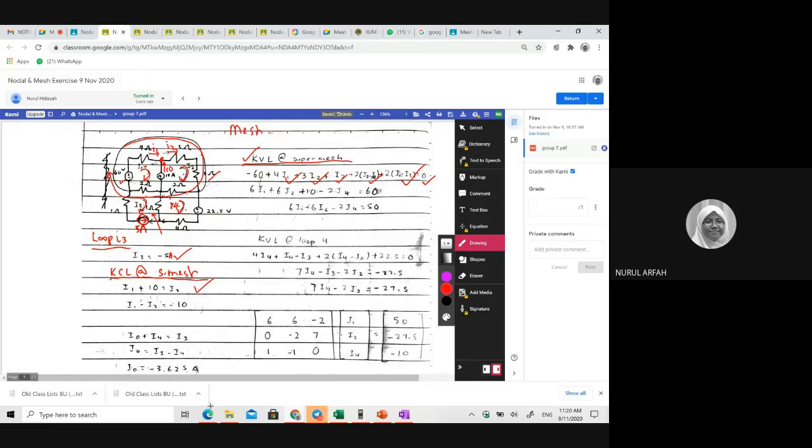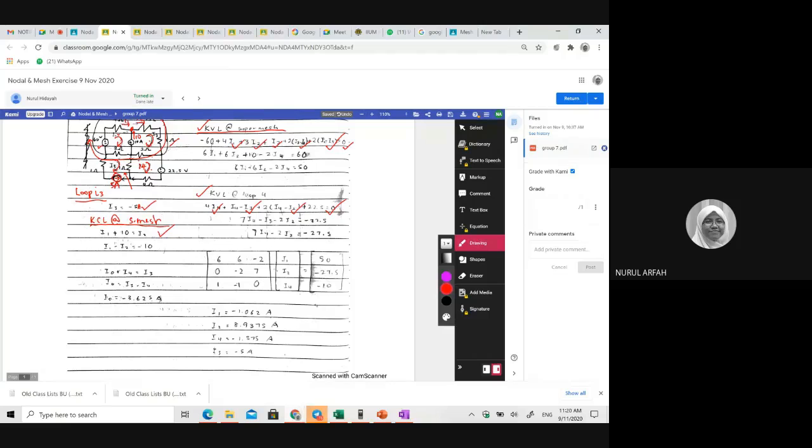Okay, next you have I4 loops. Yes, you need to build out equation because there's no current source attached to this loop I4. So if you start from 4 ohms here, so 4 I4 and then plus I4 minus I3, yes, correct. And then you have 2 I4 minus I2, yes, and yes. Plus 22.5, yes. And I hope the answer here correct.